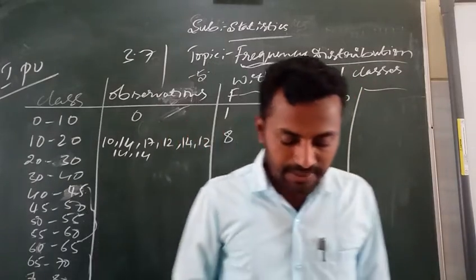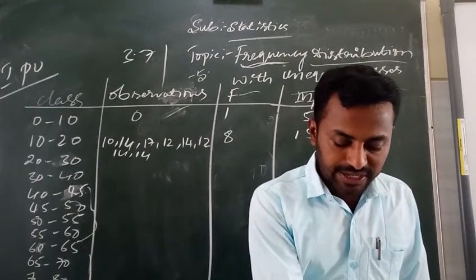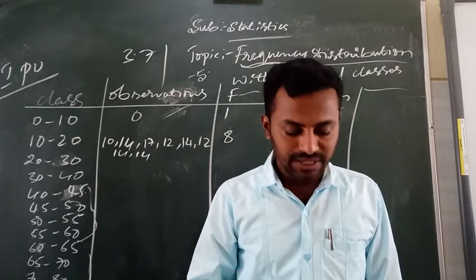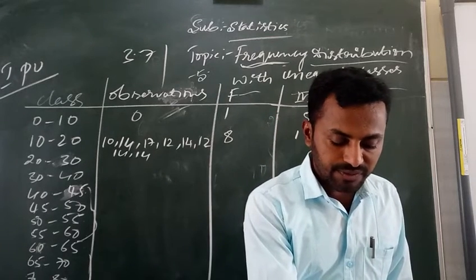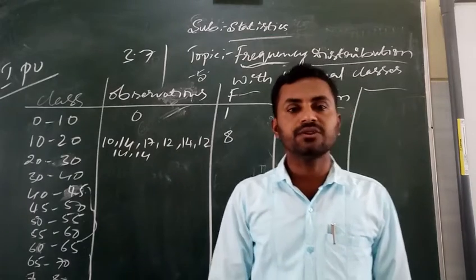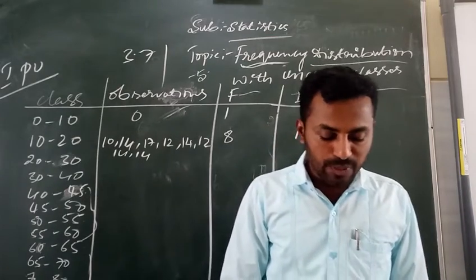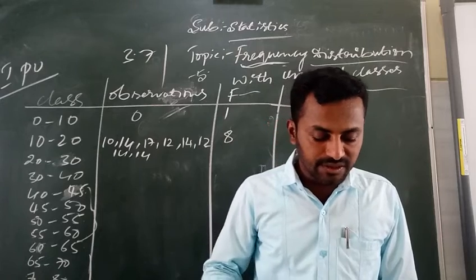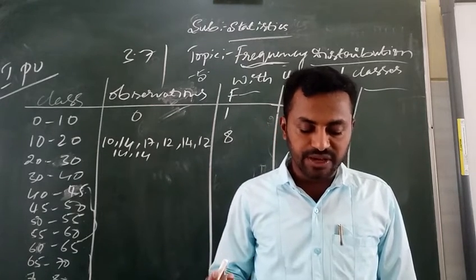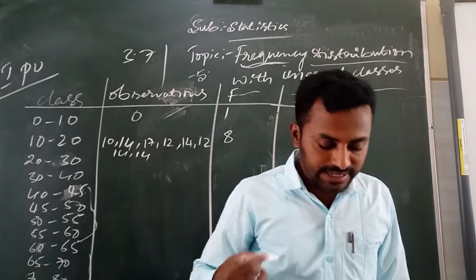New values. See, the class 40 to 45, the class mark is 42.5. Then 45 to 50, 47.5. Then 50 to 55, how much? 52.5. Like that. Then 55 to 60, 57.5. Then 60 to 65, 62.5. Then 70 to 80.